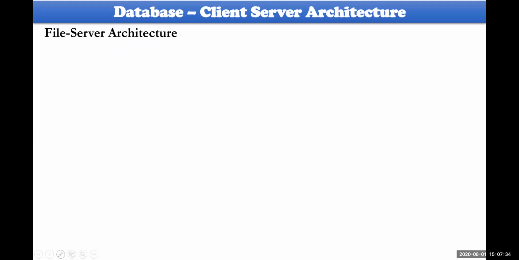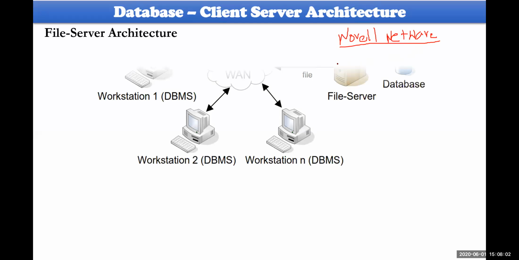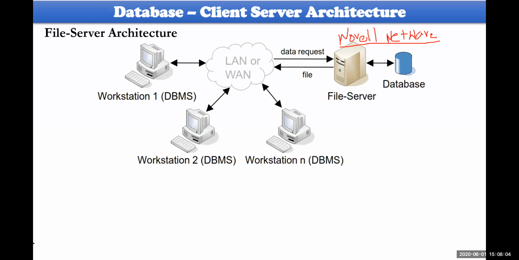This file server architecture could also be called Novell network architecture. Novell, N-O-V-E-L-L, novel network architecture. This is the software, actually an operating system, which was available before the full-fledged database management system. And how it gets evaluated here, let us see. This is the file server architecture which is available with us.